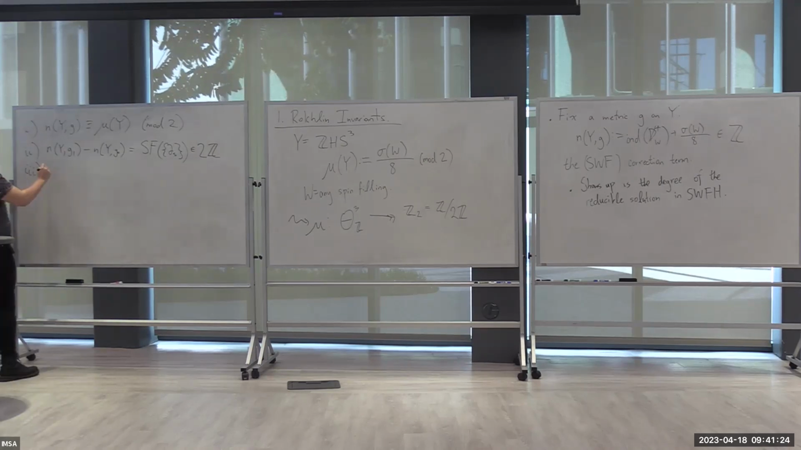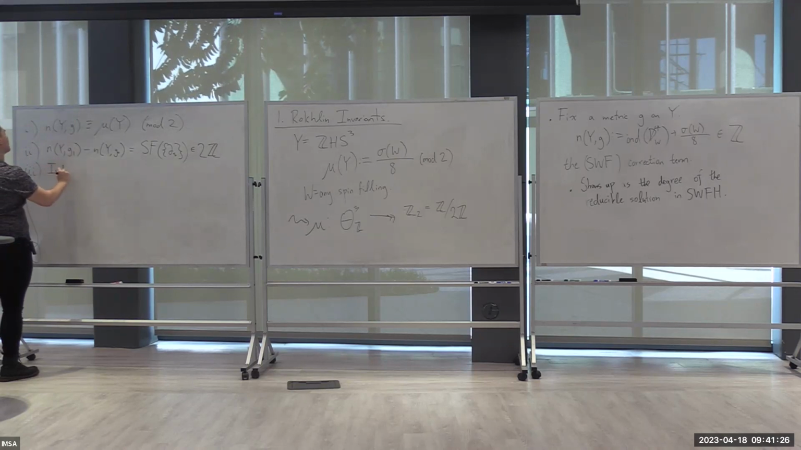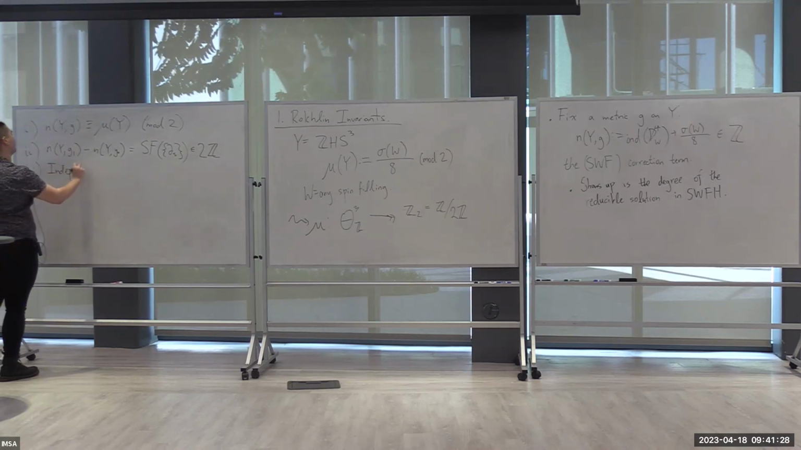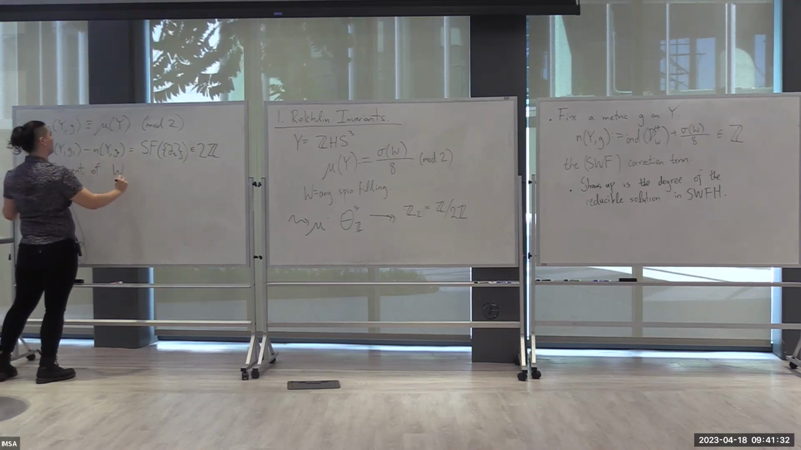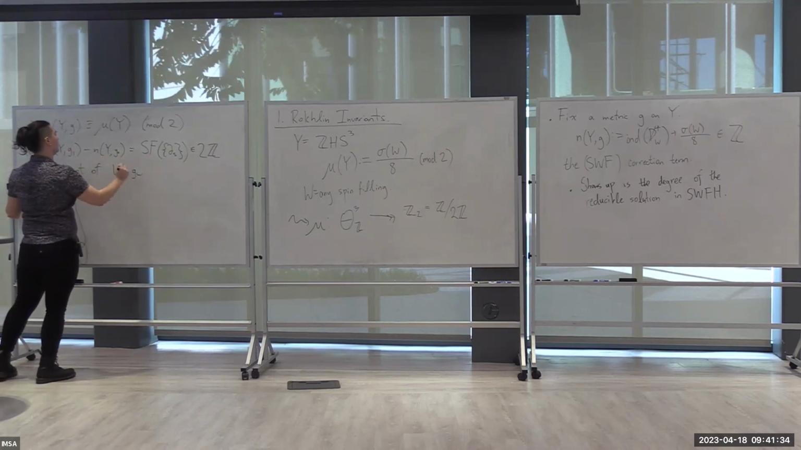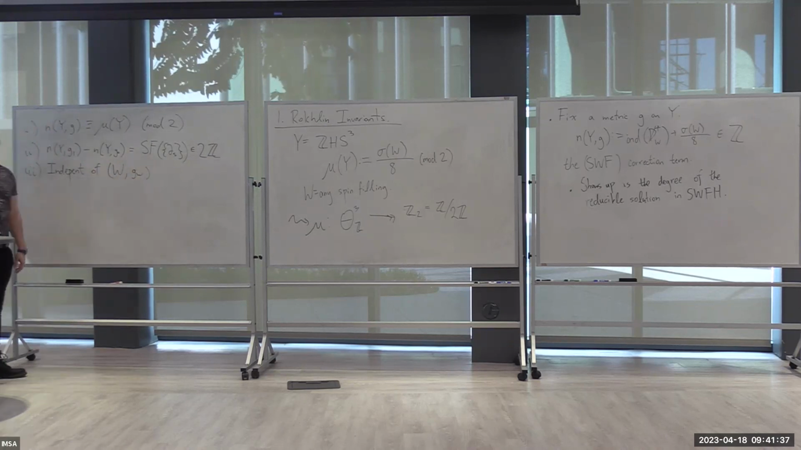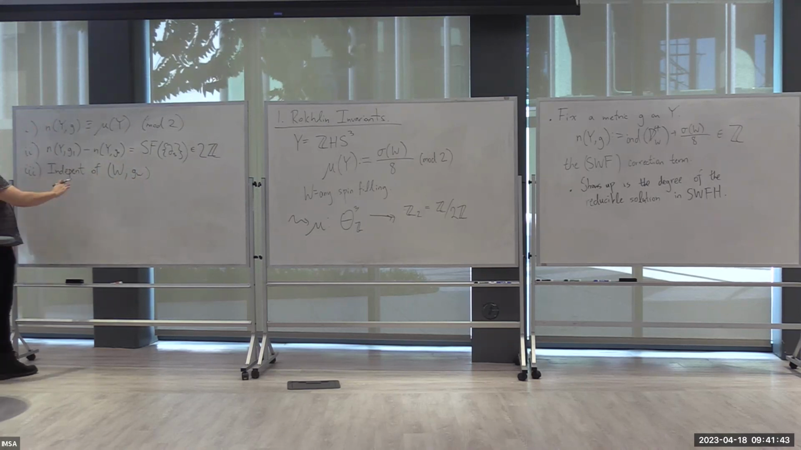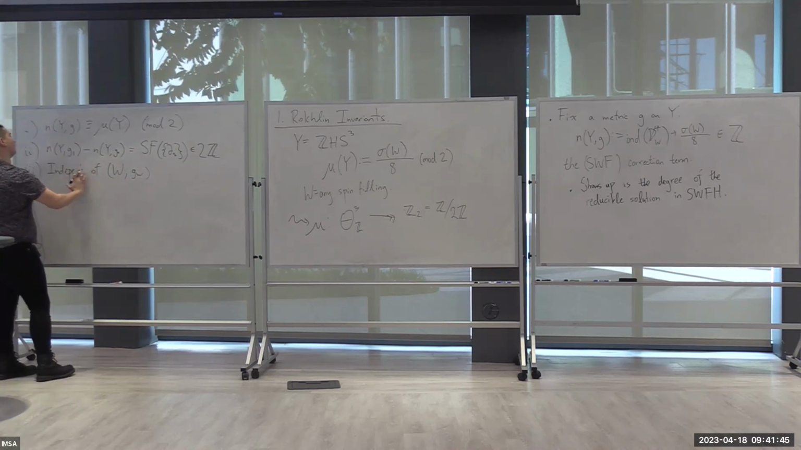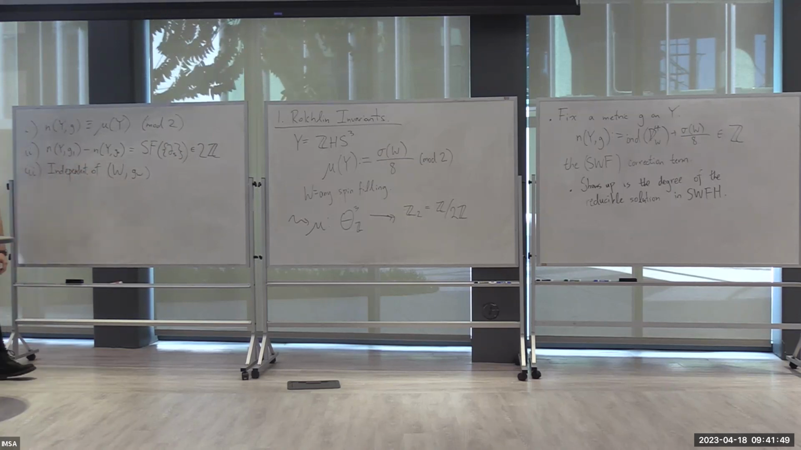And then finally, it turns out this is independent of the choice of spin filling W, and the metric that we chose for W. I'll say a little bit more about this last point. Are there any questions so far?